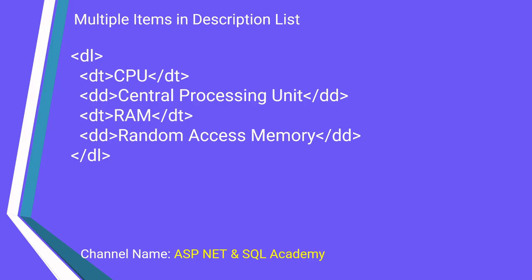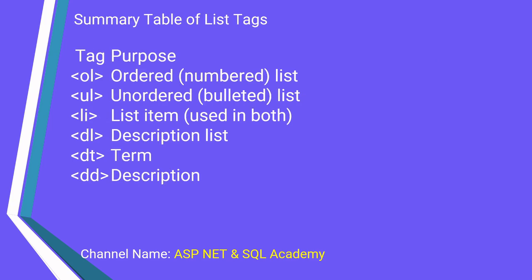Here is a quick summary. OL for numbered, UL for bulleted, DL for descriptive content. Remember that LI is used in both OL and UL.